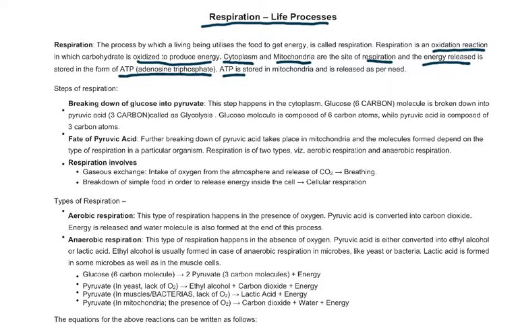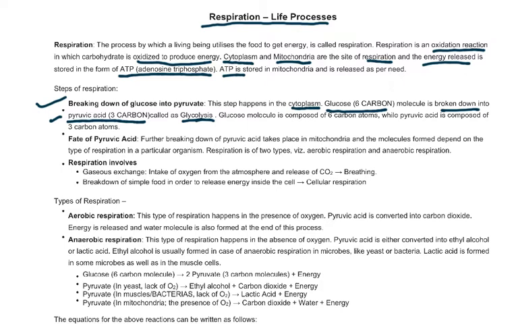Now, the first step in this is the breaking down of glucose. This process takes place in the cytoplasm, because the cytoplasm is present in both prokaryotic as well as eukaryotic cells. So the glucose, being a 6-carbon compound, is broken down into 2 molecules of a 3-carbon compound, that is pyruvic acid. This process is known as glycolysis. During this breakdown, a little amount of energy is released. Glycolysis is common for both prokaryotic and eukaryotic cells, because it takes place in the cytoplasm.